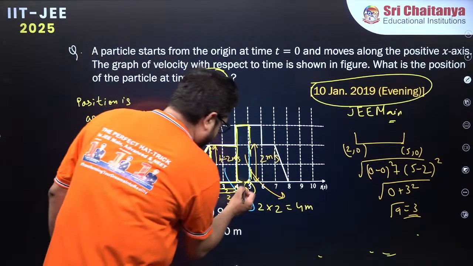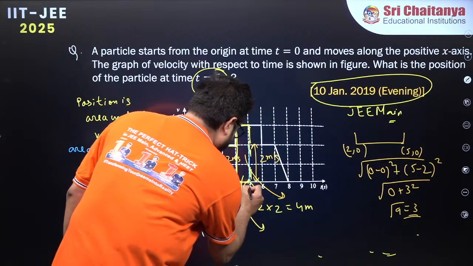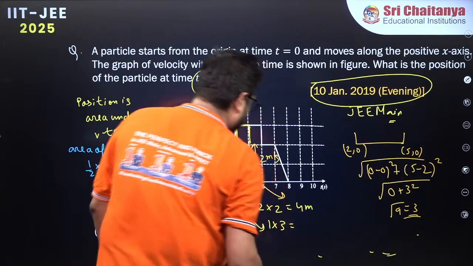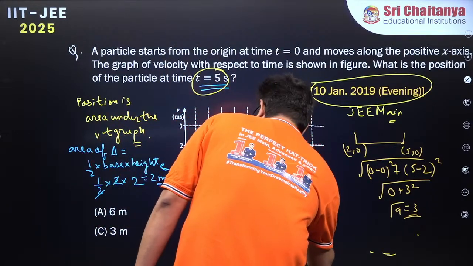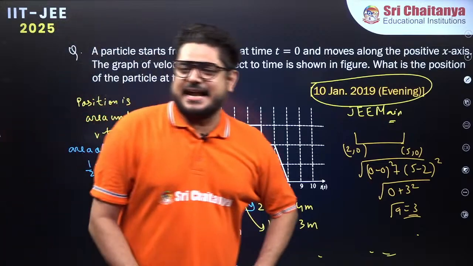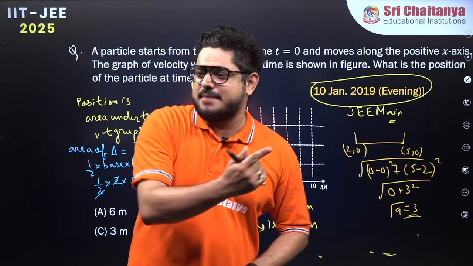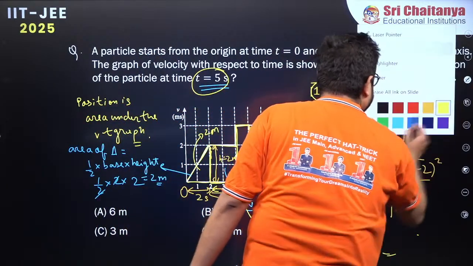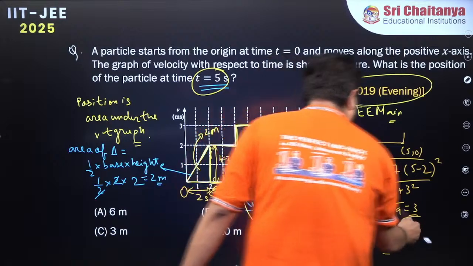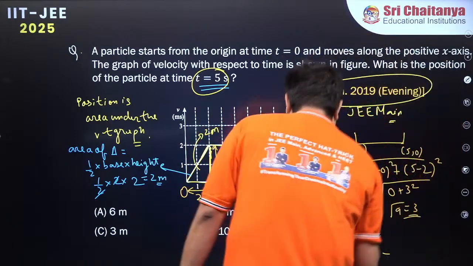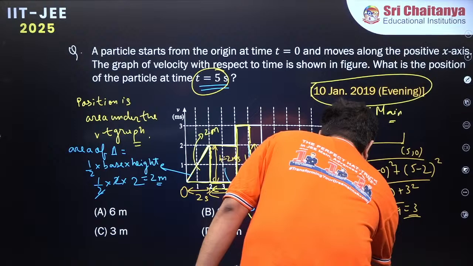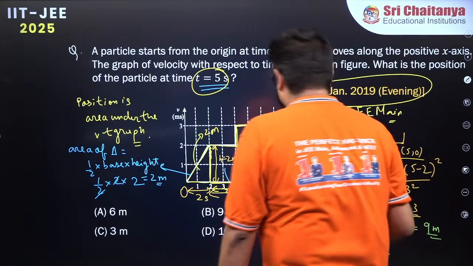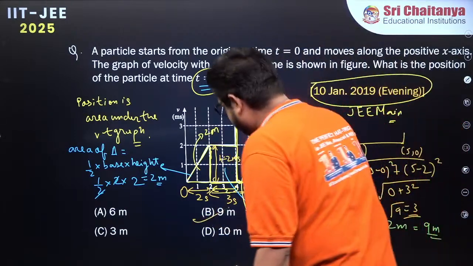And now the area of this: the length of it is going to be 1 meter, 1 into 3. What will I get? That is 3 meters. So now you need to calculate the position, which means you need to sum them up. The distance is going to be the final distance. That's why your observation should be perfect. I can write it down as 4 meters plus 3 meters plus 2 meters. As a result, I will get 9 meters. So the correct option to this question is 9 meters.